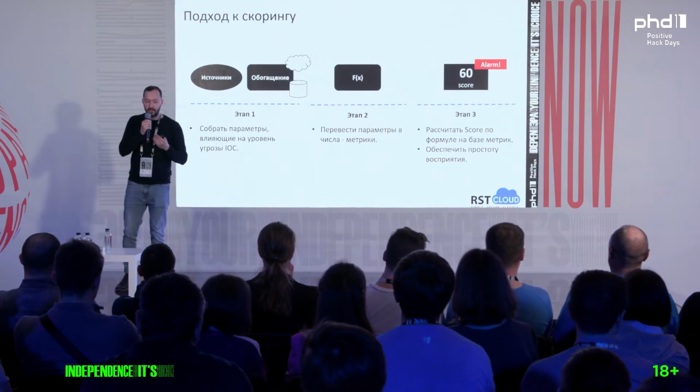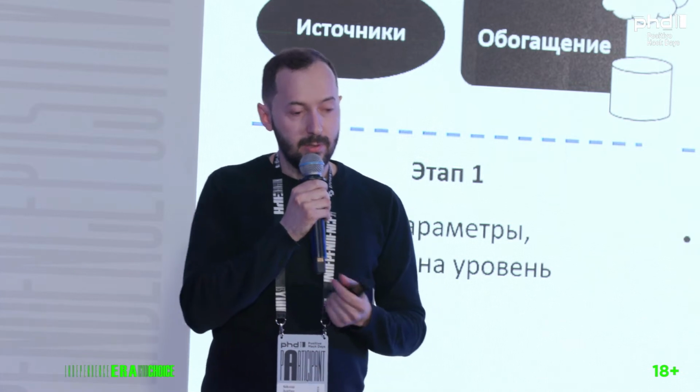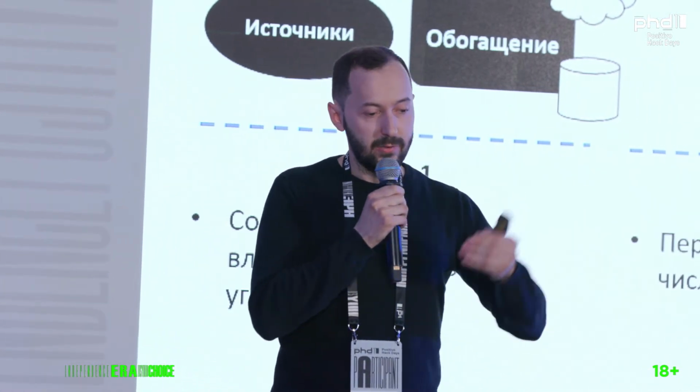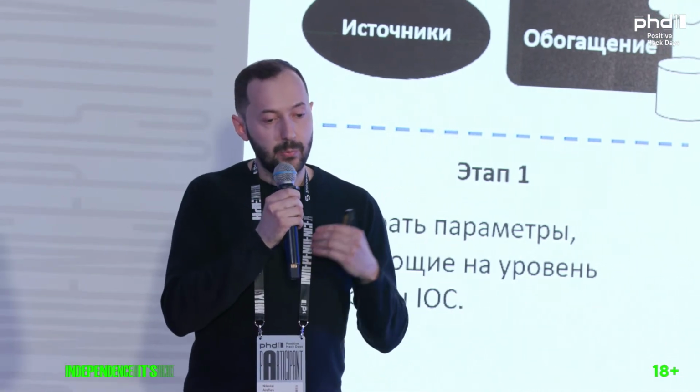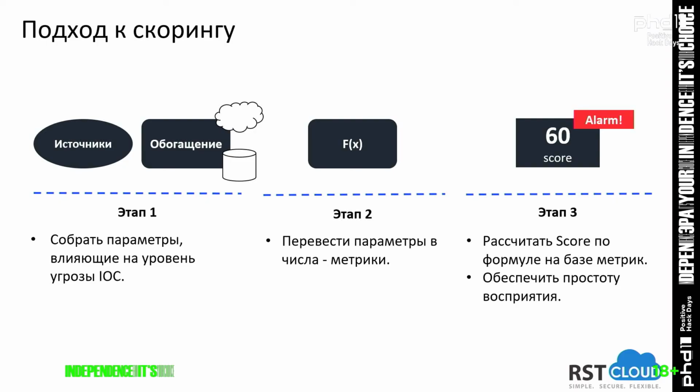Stage 1, where we set the parameters that will impact the threat level of a particular indicator. And we need to know where we will be looking for these parameters, because, like I said, some of these IoCs are found in flat files with no context. Stage 2. After we have collected these parameters, they obviously need to be quantified. I mean, these parameters need to be translated into a metric, into a number that will be used by the formula. And finally, stage 3 is where we actually calculate the score on the basis of our formula.